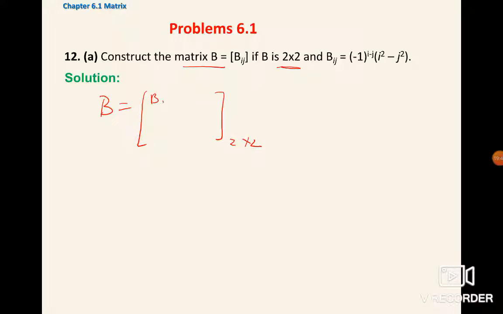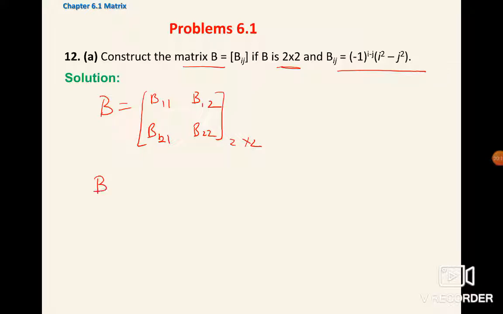We call the first row, first column element B11, the first row, second column element B12, the second row, first column B21, and B22. So we need to find all these. I represents the number of rows and J represents the number of columns, isn't it? The formula for Bij has been given here.